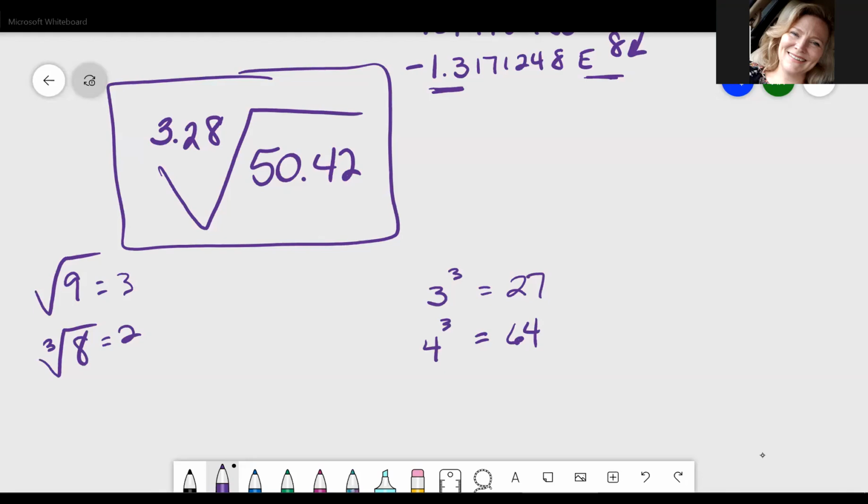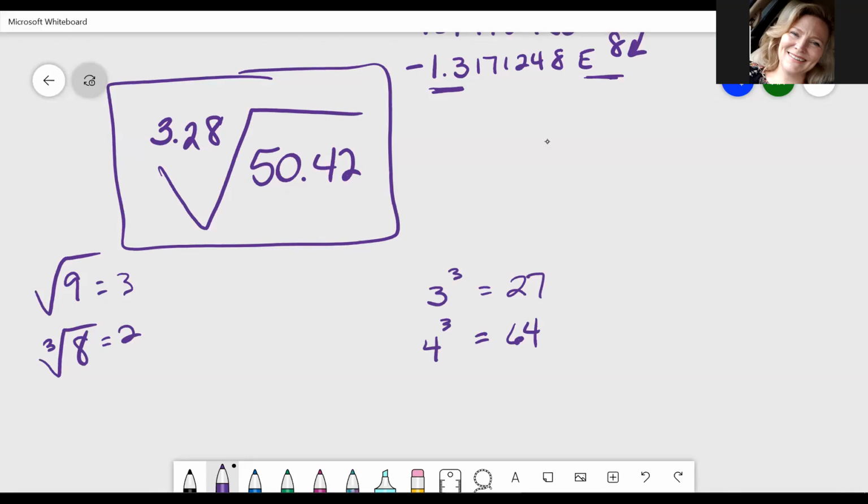Okay, so let's get back to what we were doing here. So here's this idea. I've estimated, and I'm able to see that my answer is going to be somewhere between 3 and 4. So now I need to figure out how I am going to enter this on my calculator.